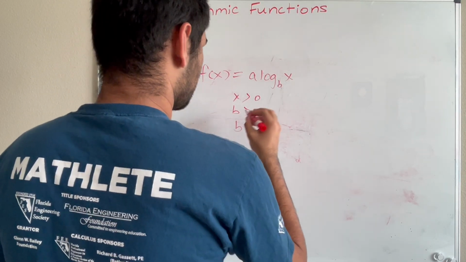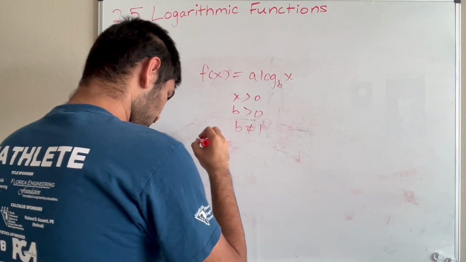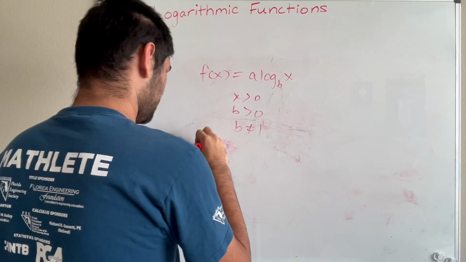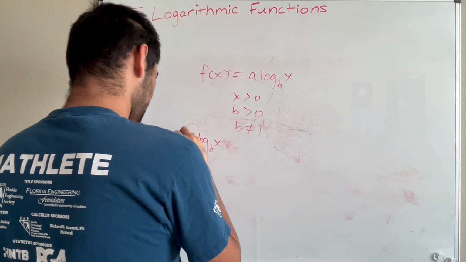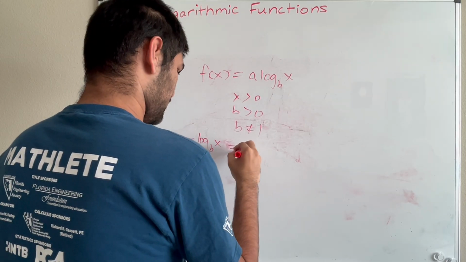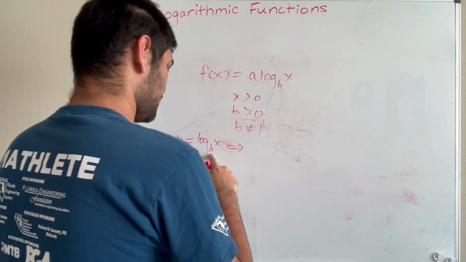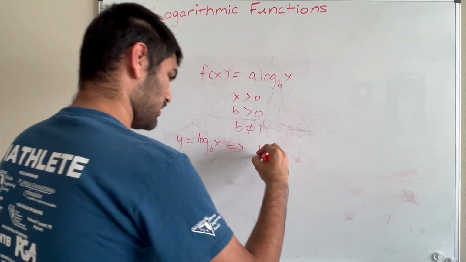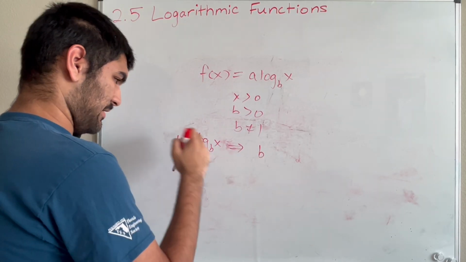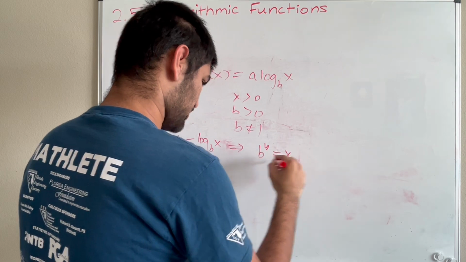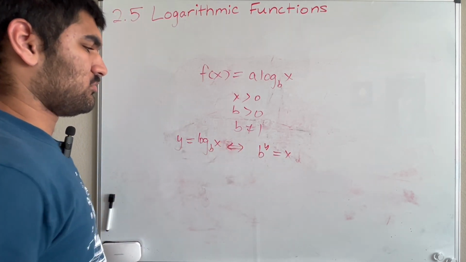Okay, so for example, if you had y equals log base b of x, you could just convert this to exponential. So the base is b, right? So you're going to have the base b, and then you're going to raise it to the y power is equal to x, right? So that's essentially how you convert back and forth between the two.